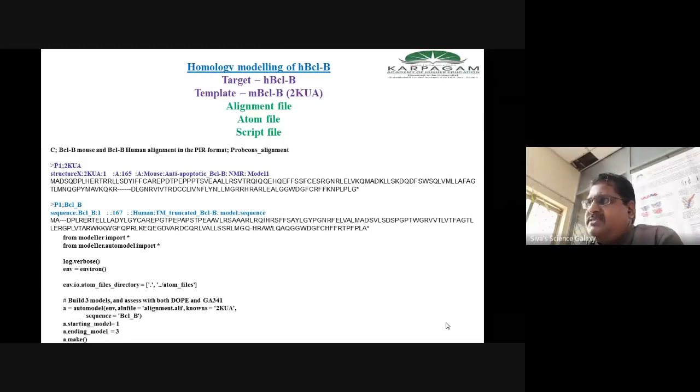Okay, the template is identified. The template is BCLB from the mouse. For the BCLB from the mouse, sequence is available and structure is available. And the BCLB from the mouse and the human are highly similar in their sequences. So it is the best template.